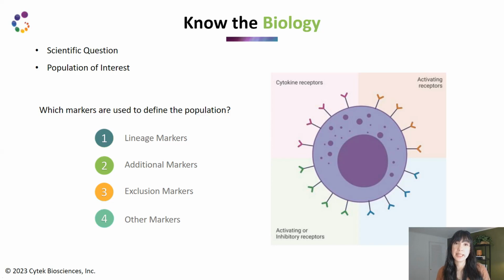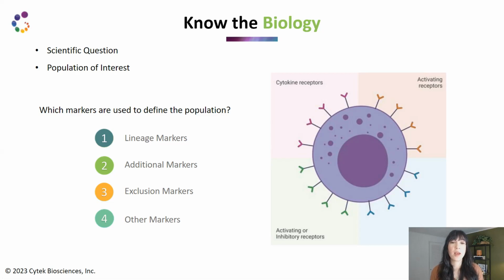So our first group is lineage markers. Let's say you're interested in T cells. So the lineage marker for T cells is CD3. We would want to include that in our panel. The second group is additional markers. So maybe we're interested in subsetting T cells further. So if we want to include CD4 and CD8 to subset our T cells, those would loosely go into the additional markers group.